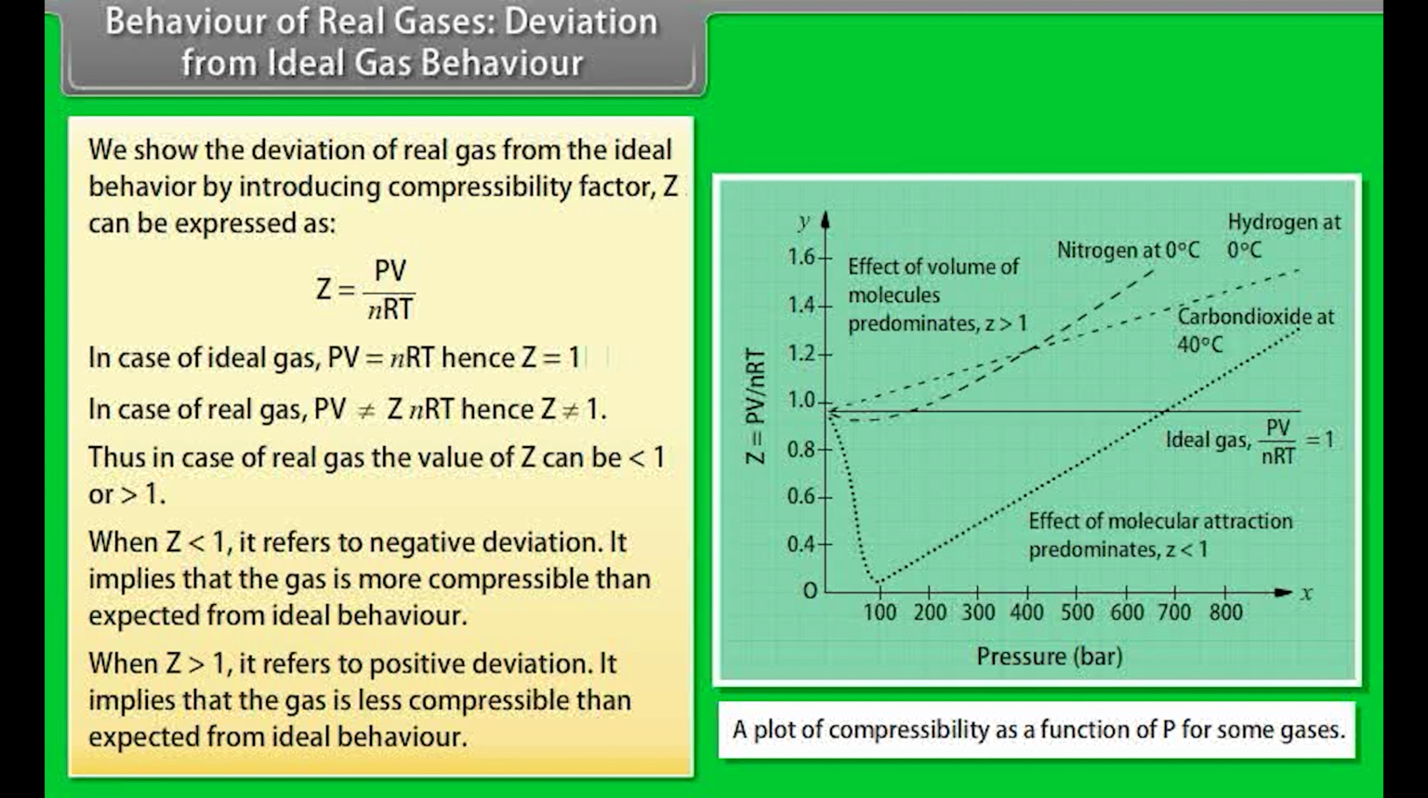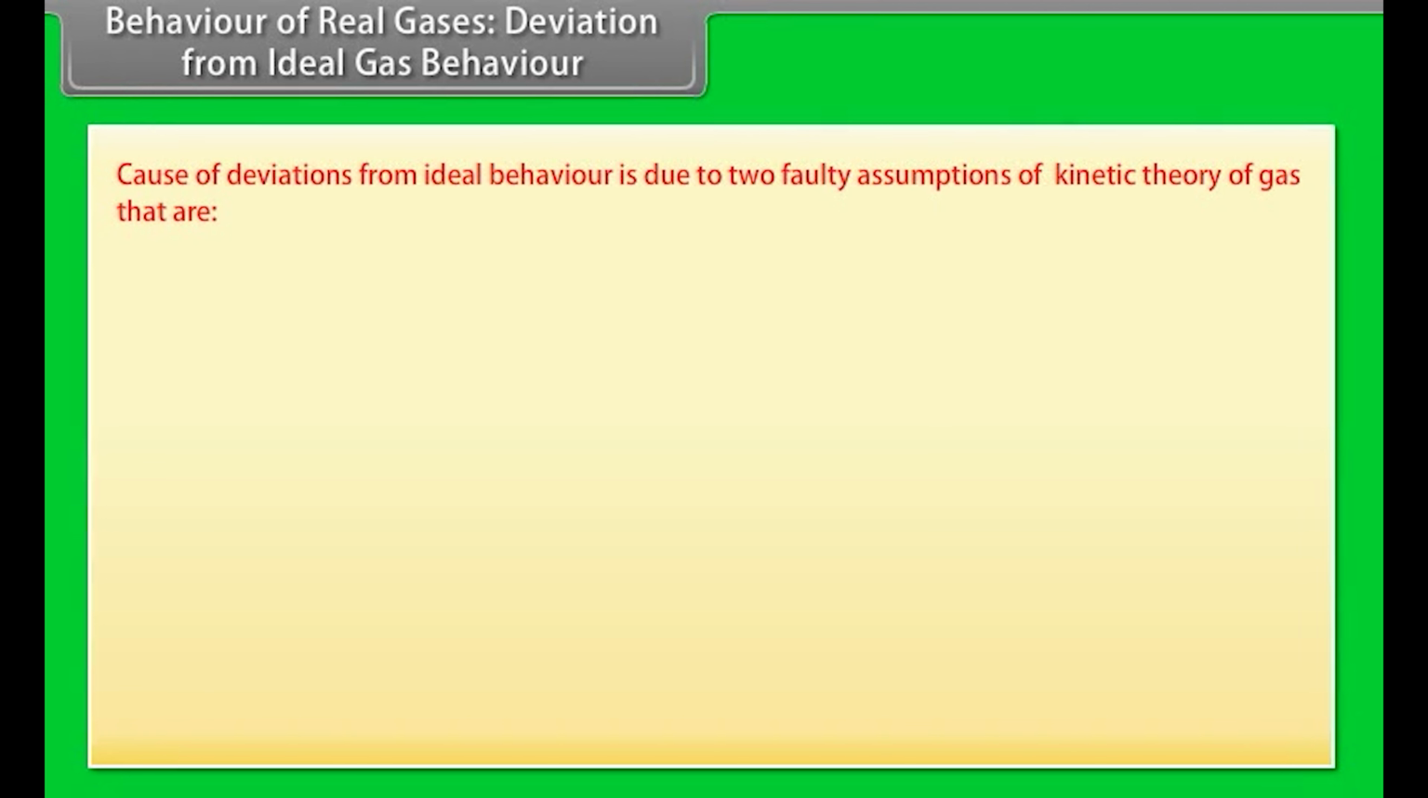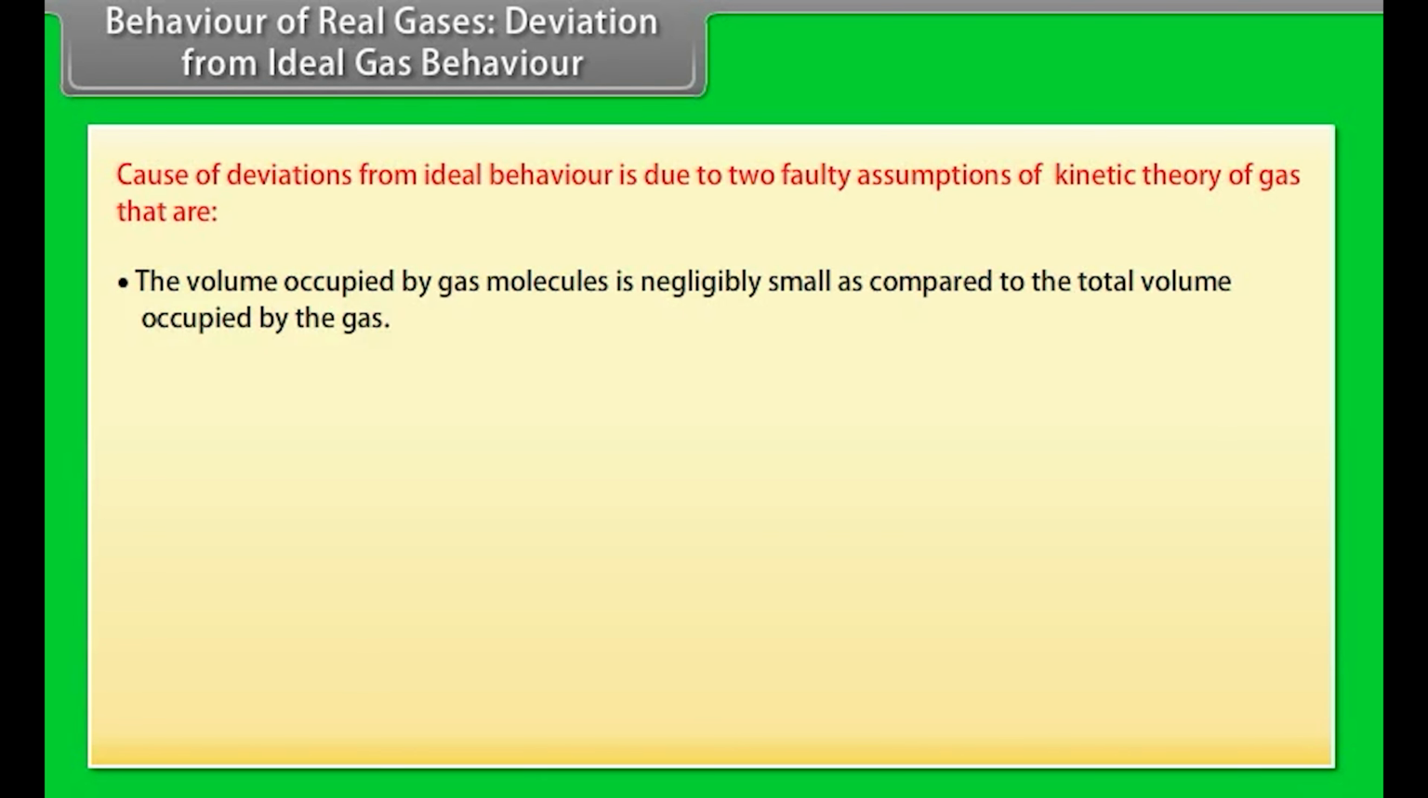When Z is greater than 1, it refers to positive deviation. It implies that the gas is less compressible than expected from ideal behavior. The cause of deviations from ideal behavior is two faulty assumptions of the kinetic theory of gas, that are: the volume occupied by gas molecules is negligibly small as compared to the total volume occupied by the gas; the forces of attraction between gas molecules are negligible.